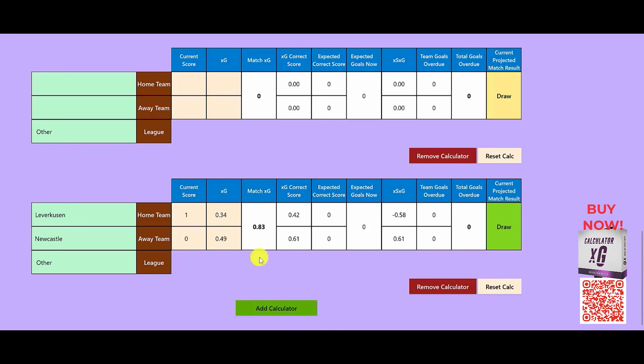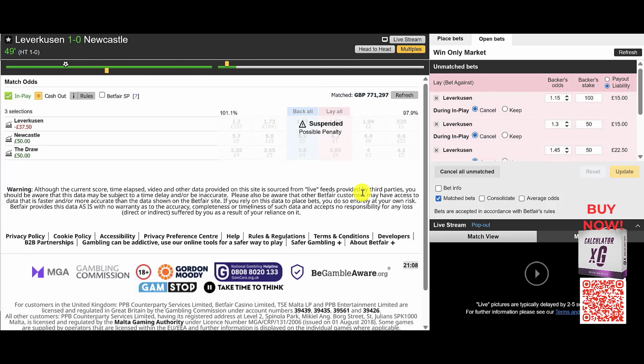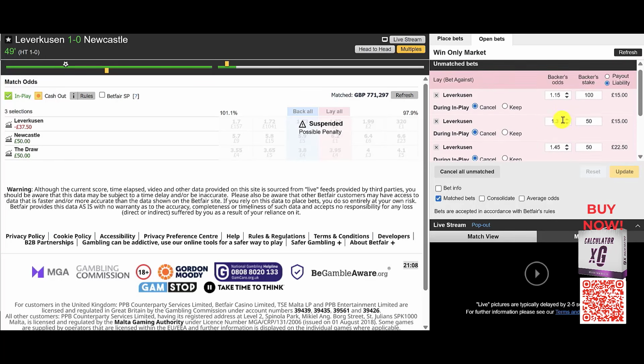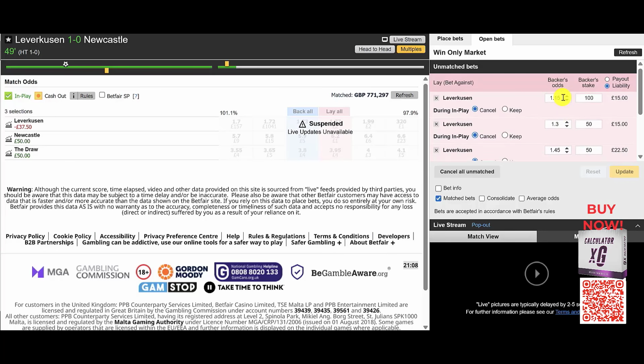So that means we go against Leverkusen as the markets are suspended. Possible penalty. We'll find out more about that in a moment. But we're laying Leverkusen at 1.75, 1.6, every 15 ticks all the way down to 1.15. We know time decay is going to take their price lower the longer they hang on to this lead, and we're going to take advantage of that. So anyway, let's see what happens.